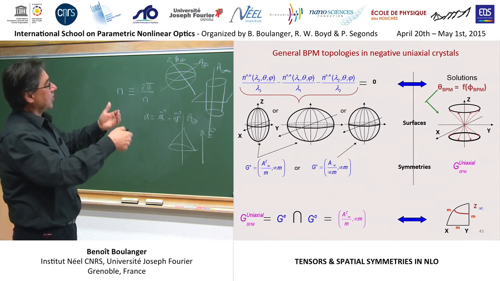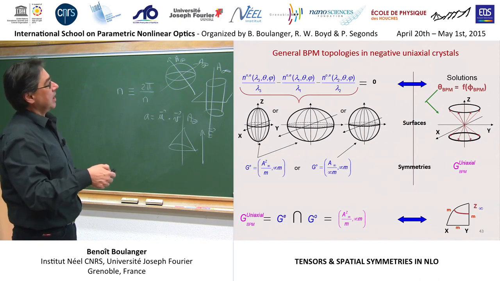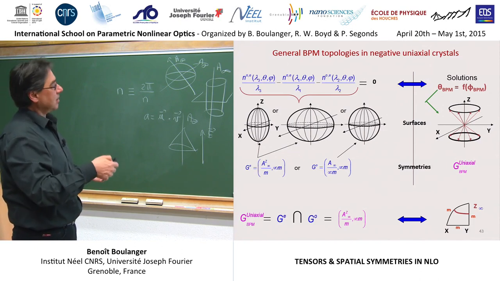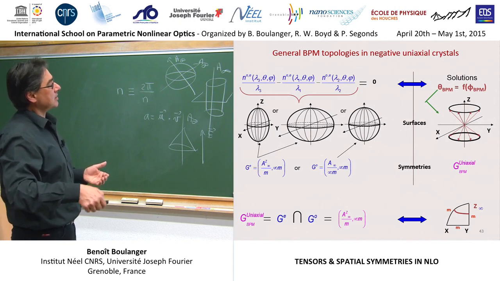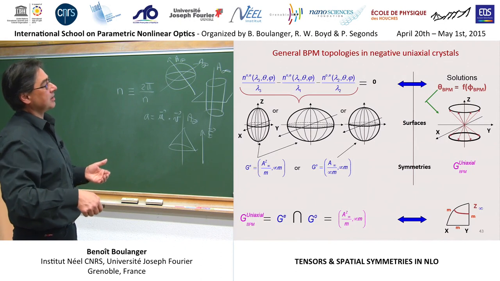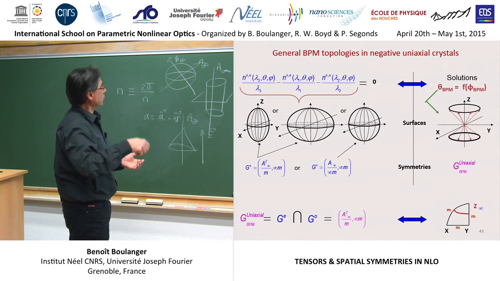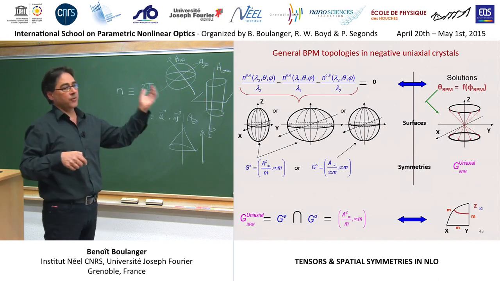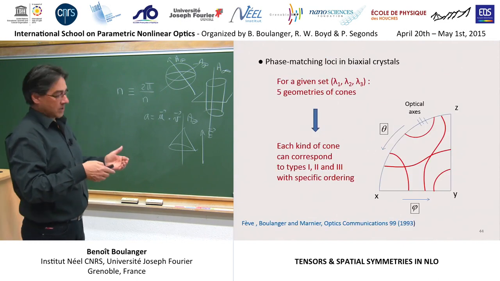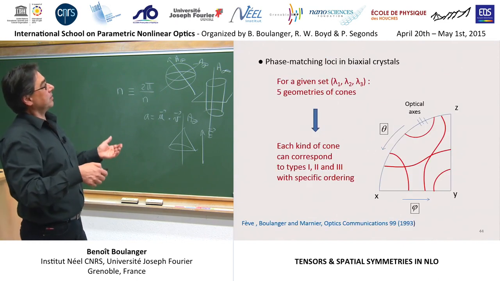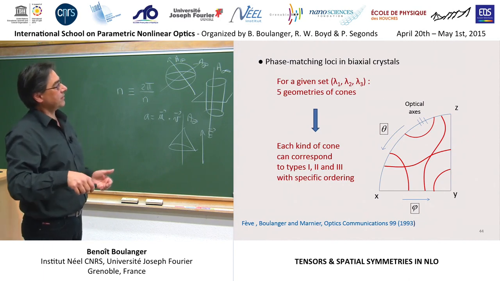Here is a summary for all the cases in uniaxial crystals. In any case, we always find the same groups. For all the situations that we have, we find the group of the cylinder for the symmetry of the phase matching loci.